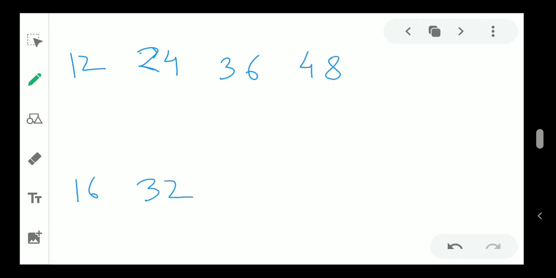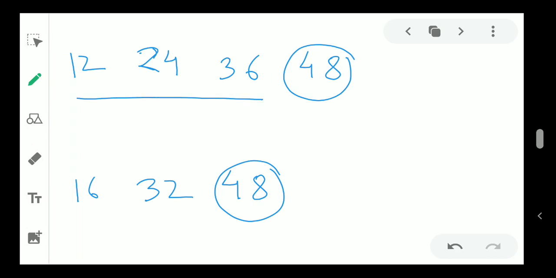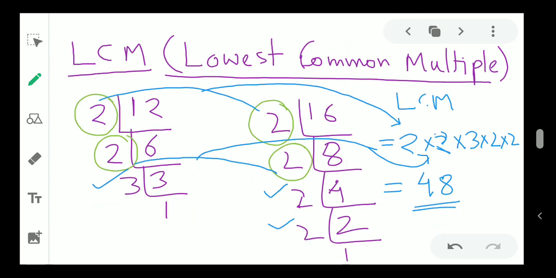So let us see 12 and 16. 12 1s are 12, 12 2s are 24, 12 3s are 36, 12 4s are 48. So it's coming. 16 2s are 32, 16 3s are 48. So it's coming in both of their tables, and there is no other number which is common before 48. So this is the lowest common multiple. But to find this, the easiest way is to do like this.